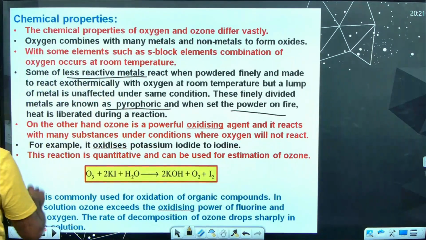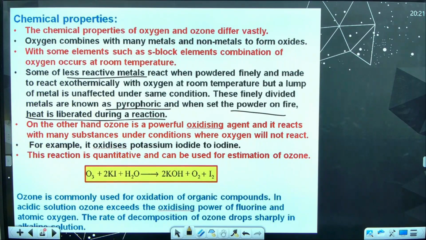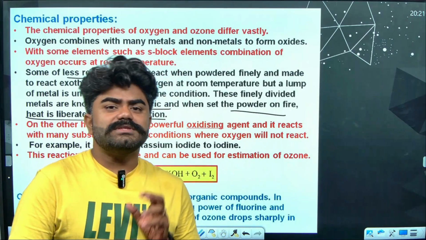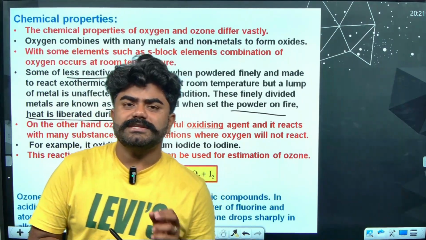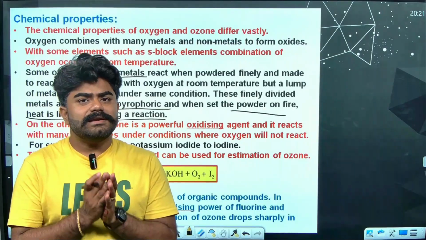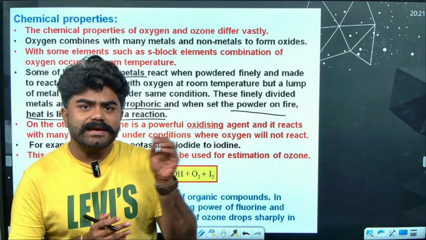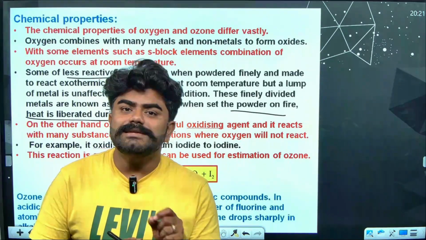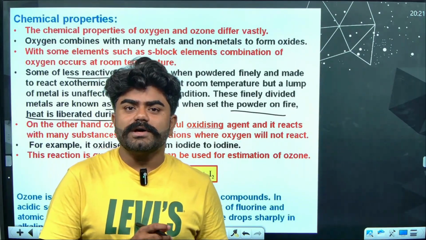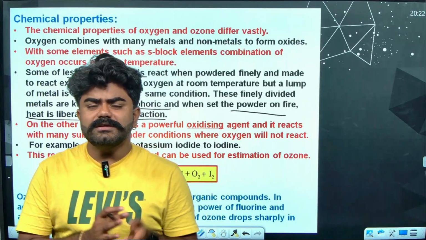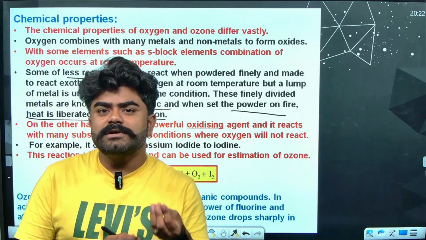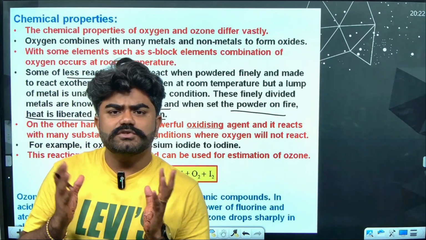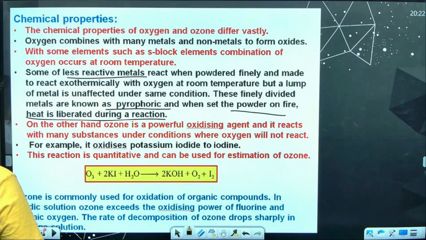So when you do that, a lot of heat is liberated in that reaction. That is why they are called pyrophoric metals. So this does not take place at normal temperature, as in how a normal S block metal reacts with oxygen. That will take place at room temperature. But for certain less reactive metals to react with oxygen, that will not take place at room temperature. We will have to set that powdered metal on fire, and that is of course going to give a lot of heat energy, which is going to be highly exothermic in nature.